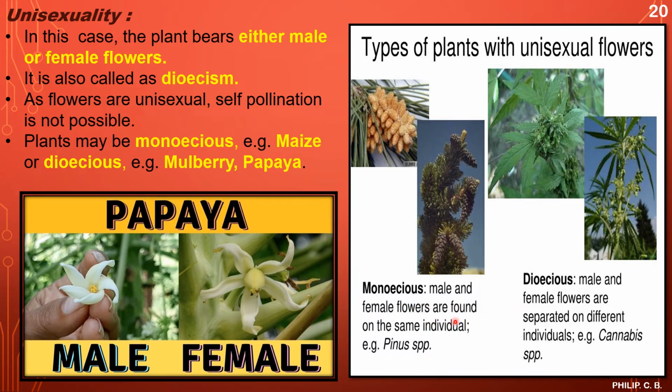Monoecious: male and female flowers are found on the same individual, example Pinus species. Dioecious: male and female flowers are on different individuals, example Cannabis species. So as the name dioecious suggests, two different plants where male and female are present separately; monoecious, present on the same plant.